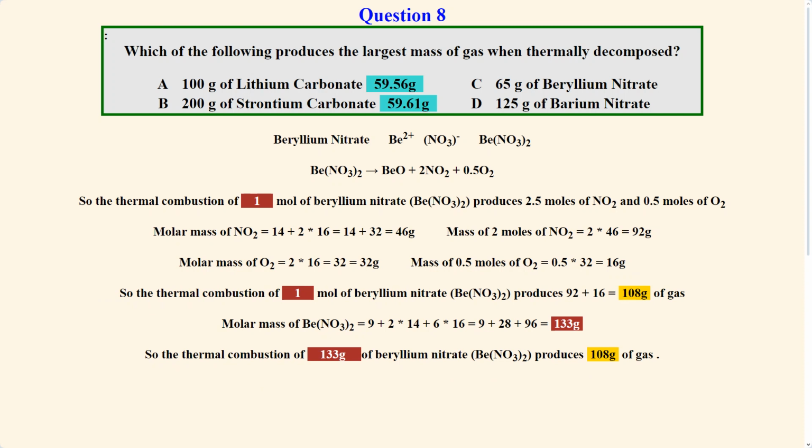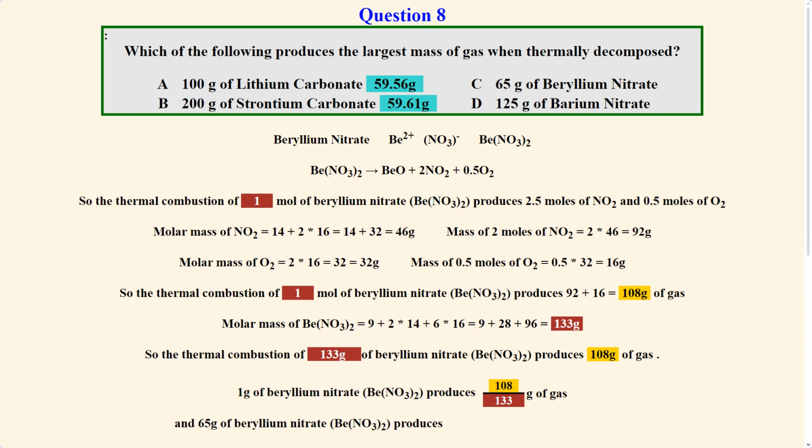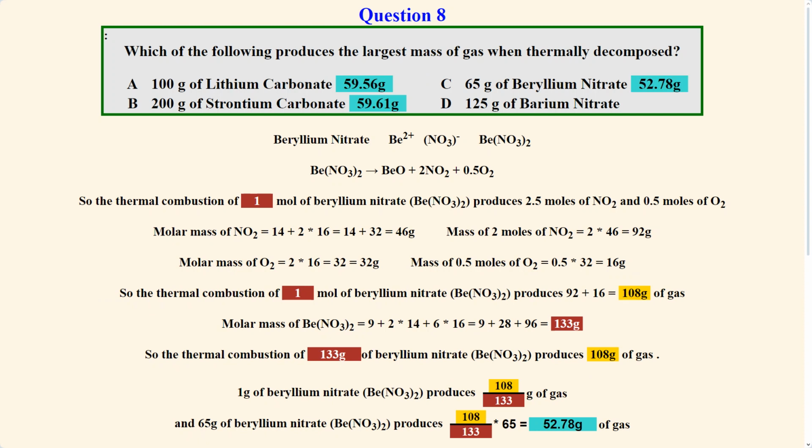So 1 mole, the thermal decomposition of that is going to give us 108 grams of gas, as we see there. But we've got 65 grams, so we go now to 1 gram, so divide everything by 133, do the same on the right, and multiply up by 65 to get the mass of gas for 65 grams. And if we use a calculator there, we get 52.78 grams, so let's put that up at the top.